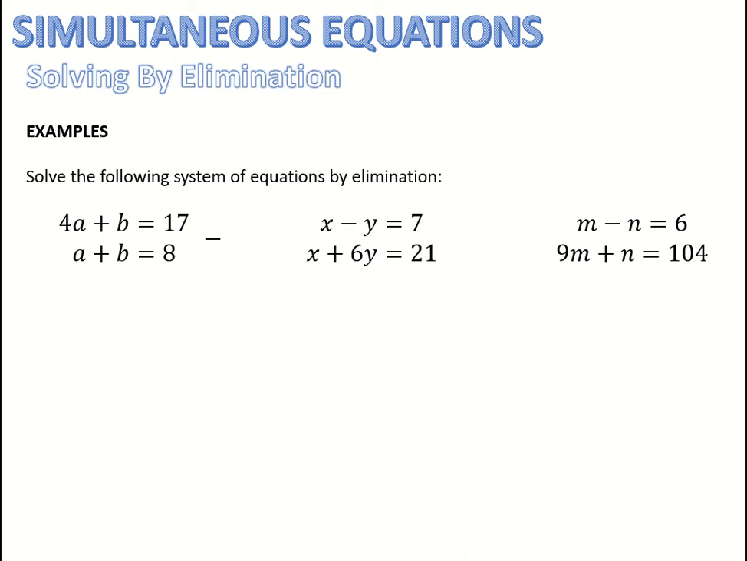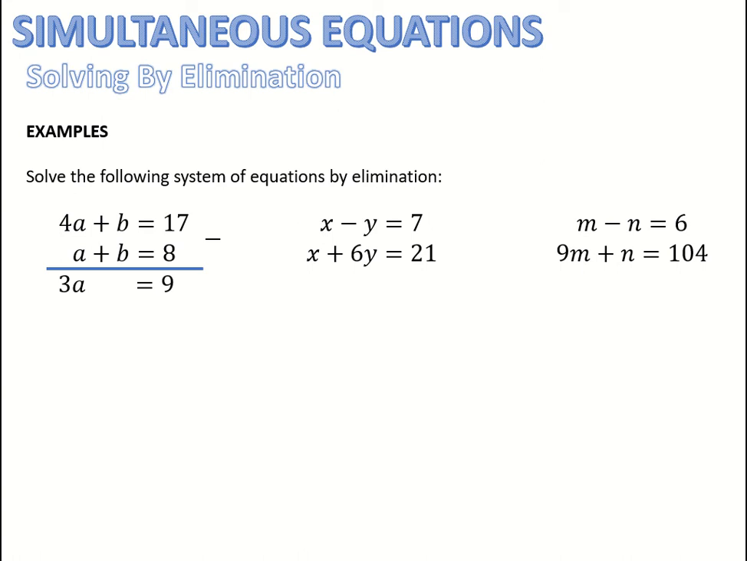But what I'm going to do is take the first equation and take away the bottom one. When I do that, I'm going to be left with 3a's. So 4a take away a is 3a's, and then b take away b, which I'm doing just to double check, is no b's. That's what I want. So I've achieved that, and I just need to do 17 take away 8, which is 9.